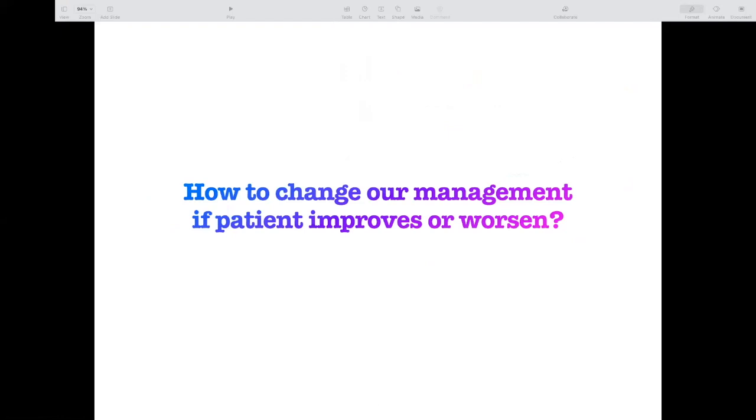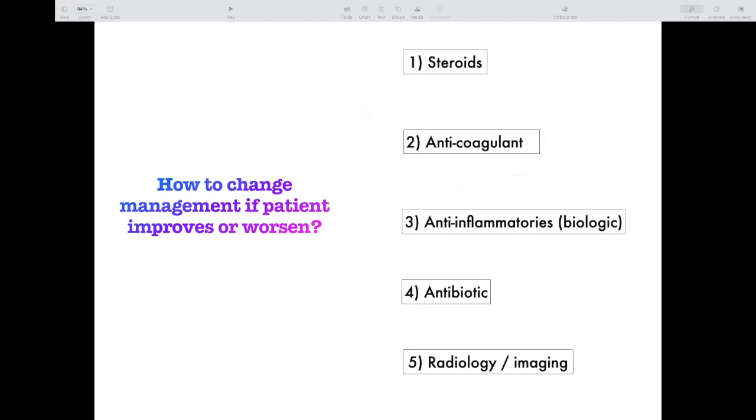So next question is, after we know the patient is improving or worsening, why is it important? Because it will change our management. It will change our management in terms of our medication usage, which include our steroid, anticoagulant, anti-inflammatory, antibiotics, and also your imaging. So we'll begin with your steroid usage.